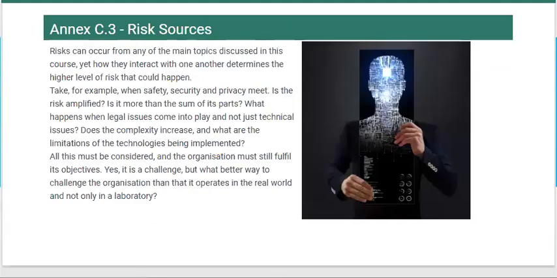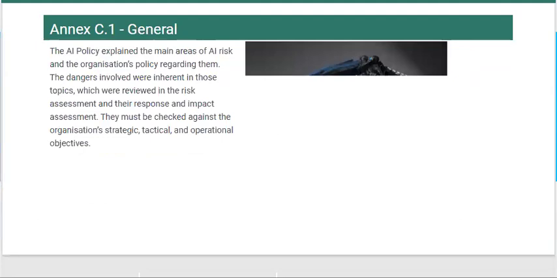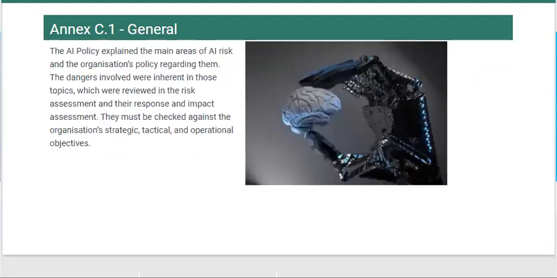Annex C.1 General. The AI policy explained the main areas of AI risk and the organization's policy regarding them. The dangers involved were inherent in those topics, which were reviewed in the risk assessment and their response and impact assessment. They must be checked against the organization's strategic, tactical, and operational objectives.